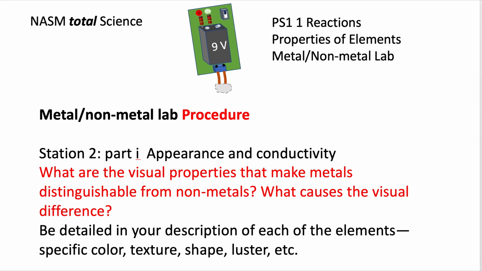station 2, 2 parts, appearance and conductivity. So what are the visual properties that make metals distinguish from non-metals, and are they going to be 100% on the criteria you give? And what's going to cause that visual difference? And you need to be very detailed in your description of each of the elements. A specific colour, so an adjective with the main colours, texture, shape, luster, etc.